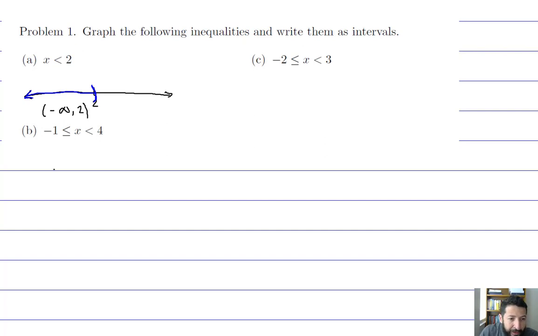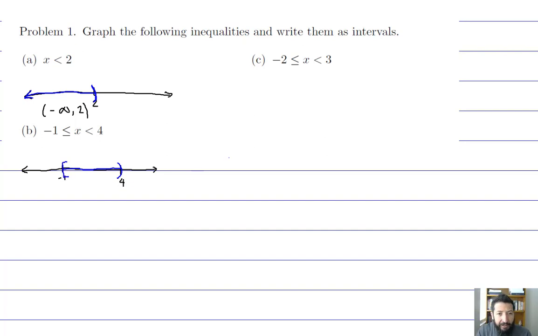For part B, you just grab your real line here. Now you have to locate 2 points, -1 and then 4. The numbers we're interested in are the numbers in between -1 and 4. That's what this inequality is telling us: the x's that are greater than -1, so to the right of -1, and less than 4, so to the left of 4. So it would be right here. This one is a strict inequality, so it's going to be open, and this one is inclusive, so it's going to have a closed endpoint right there.